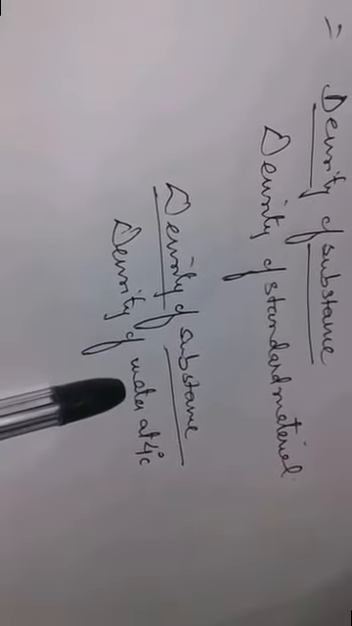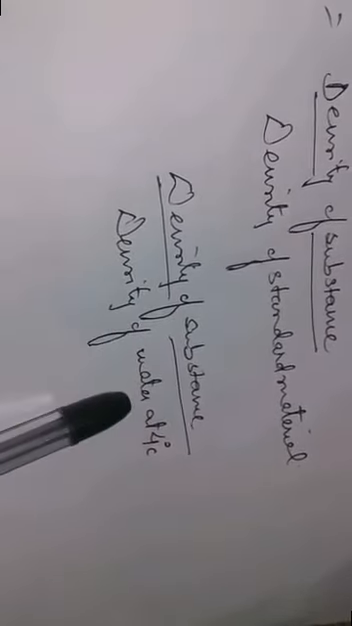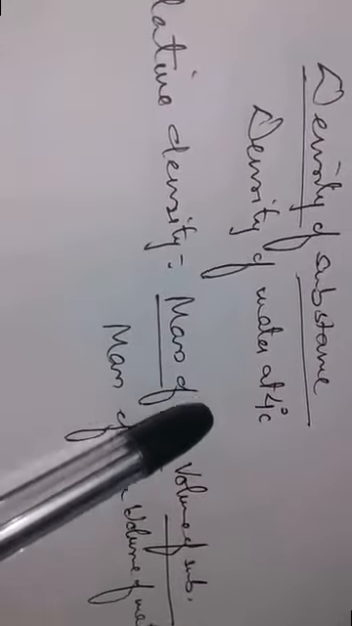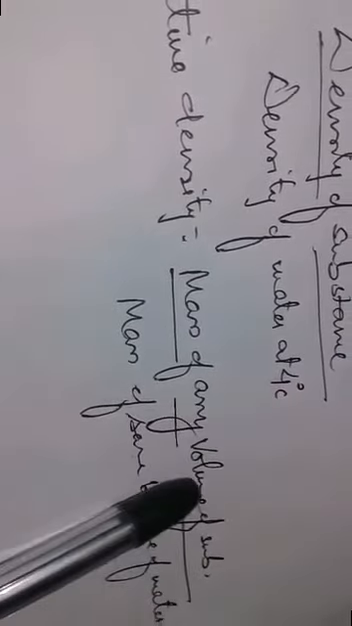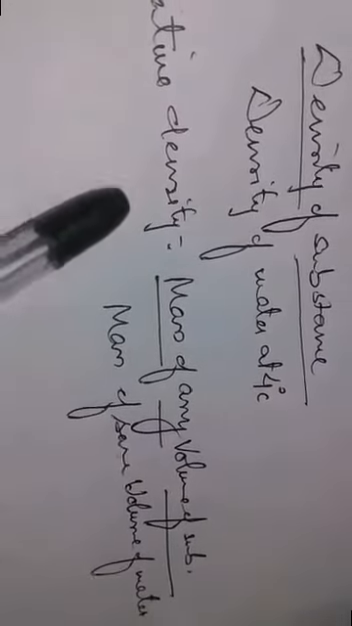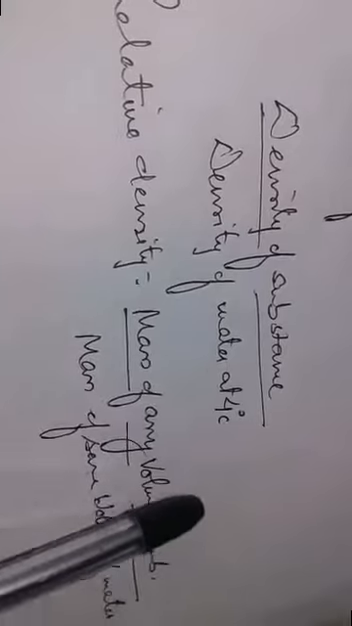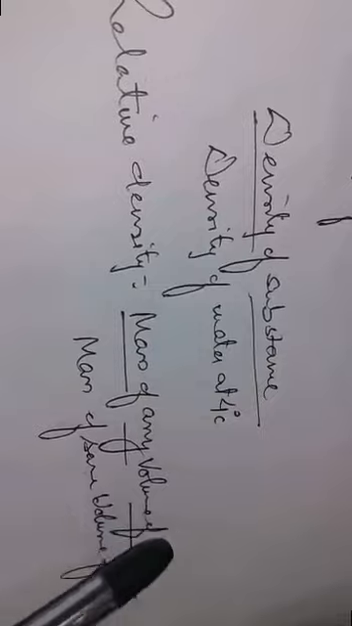Since density is equal to mass over volume, if we take equal volumes of the given substance and water, then the relative density of a particular substance is equal to the mass of any volume of substance divided by the mass of the same volume of water. Or in simple words, the relative density of a substance is the ratio of the mass of any volume of substance to the mass of the same volume of water.